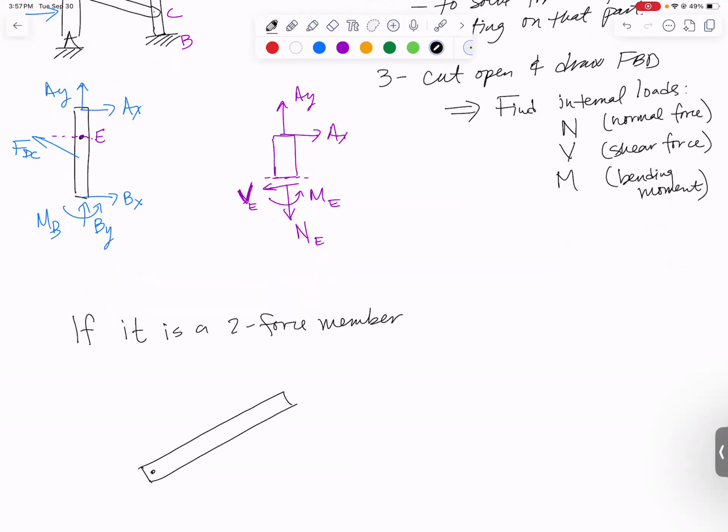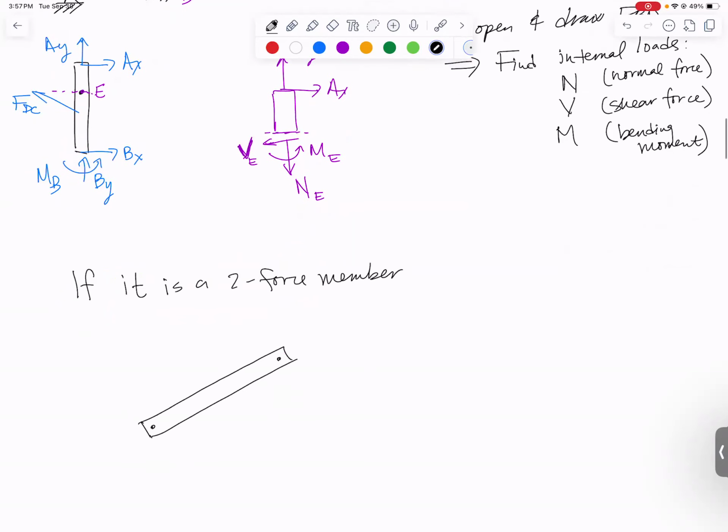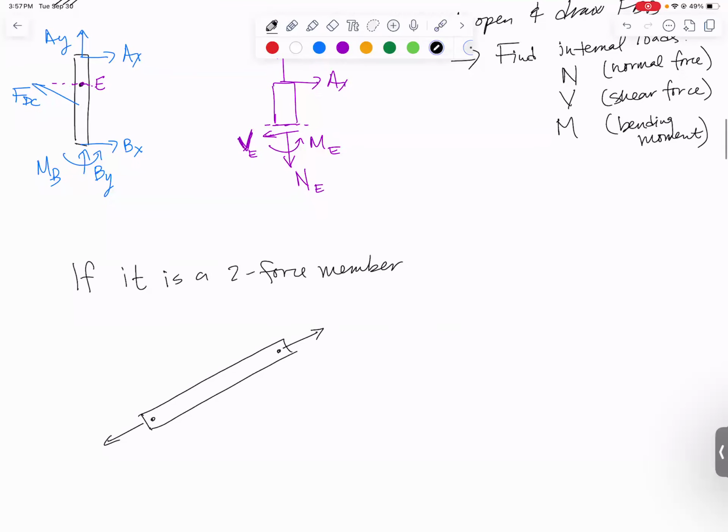It is a part that only has forces applied at 2 locations and nowhere else in the world. As a result, the loading on it has to be either tension, if it's that way, or compression if I drew those arrows the other direction. So in that case, we can go and do our cut right now.